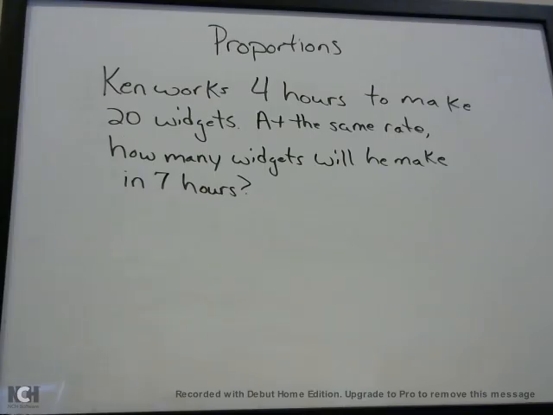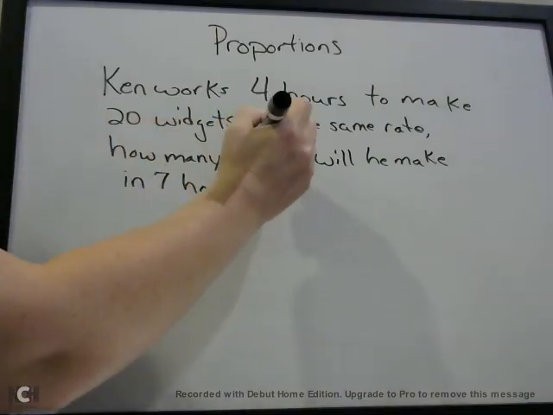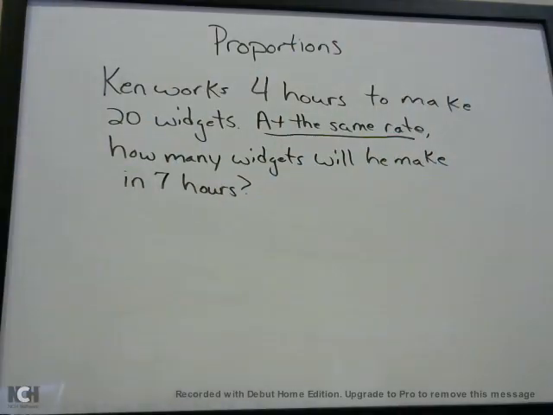So here's another type of problem that you will see related to proportions, and they usually have to do with the rate of work. Here's a problem. Ken works 4 hours to make 20 widgets. At the same rate, how many widgets will he make in 7 hours? The key to this problem, when you see these words, at the same rate, should tell you that you most likely have a proportion problem. He's going to continue to work at the same rate. He's not going to all of a sudden start making widgets faster or slower. He's going to make them at the same rate.